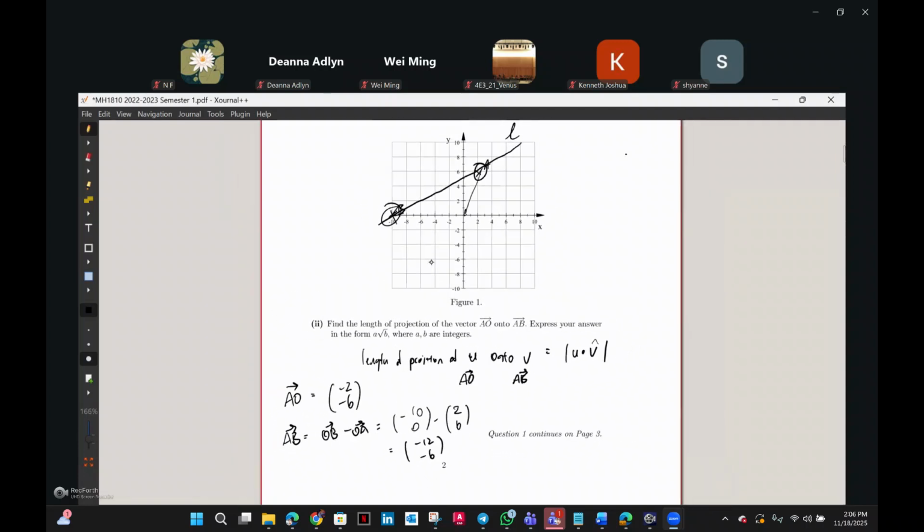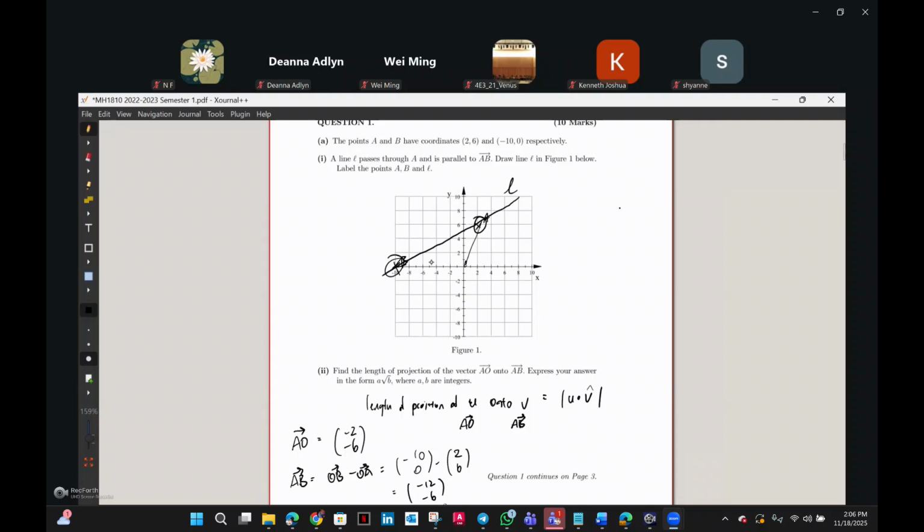Yes, you need to extend the line L beyond the vector AB, because the line extends infinitely. If your line is only between A and B, that is incorrect. Your line should extend infinitely long. Your line cannot be just A to B like this. This is wrong. It should go all the way to the end.